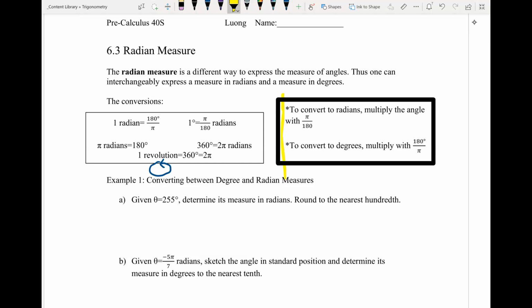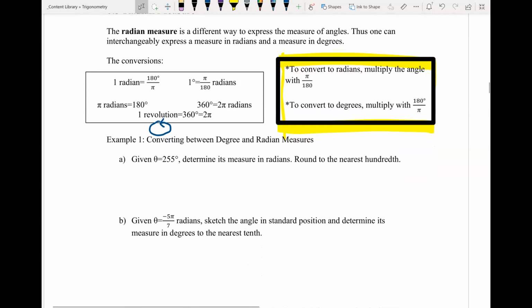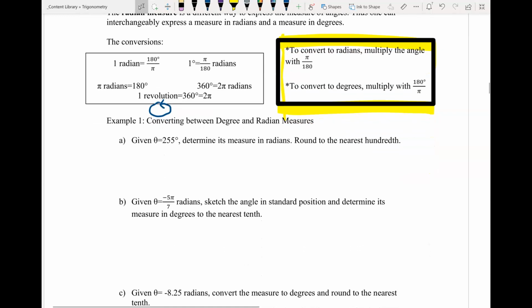In this enclosed box, I have the rule to convert between radians and degrees. If you want to convert an angle into radians, you just multiply the angle by pi over 180. If you want to convert the radian measure to degrees, then you multiply it by 180 over pi. So let's do some examples of converting back and forth between degrees and radians.